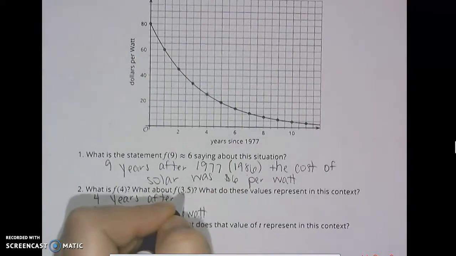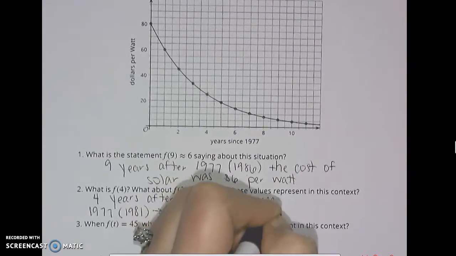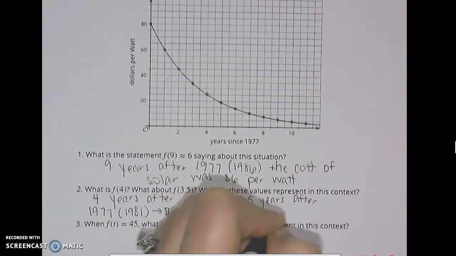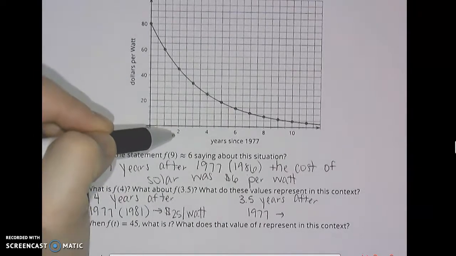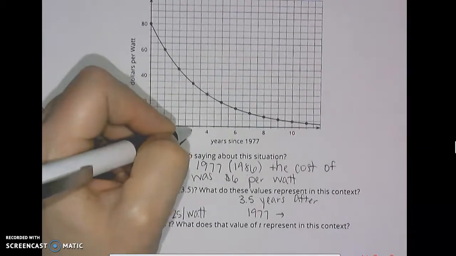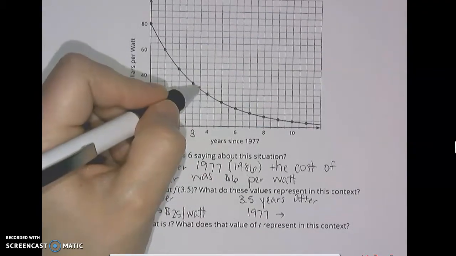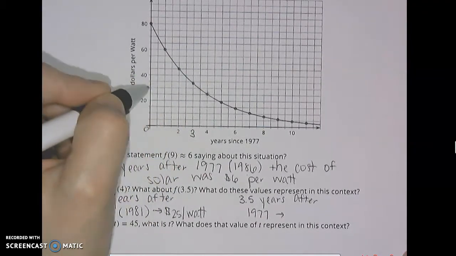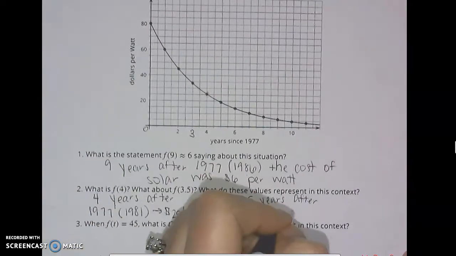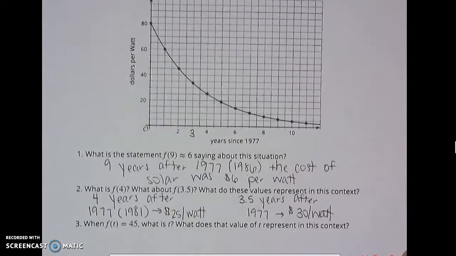So what about 3.5? So that means 3.5 years after our starting year of 1977. So 3.5 years. Okay, what are we counting by here? So we have 2, and then there's 4 boxes to get to 4. So this would be 3 years, halfway in between them. So we're looking here at 3.5 years. This is the point about where we're looking. So we're 2 boxes above 20. Since these are counting by 5s, this would be $30 a watt.